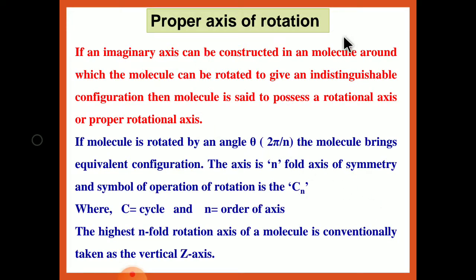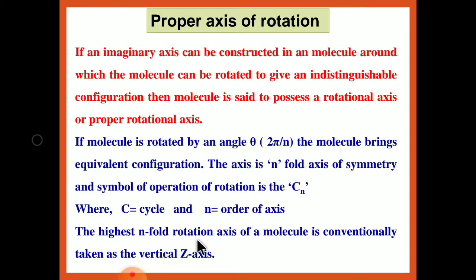Next is the proper axis of rotation. If an imaginary axis can be constructed in a molecule around which the molecule can be rotated to give an indistinguishable configuration, then the molecule is said to possess a rotational axis or proper rotational axis. If the molecule is rotated by an angle theta, that is 2π/n, and the molecule gives an equivalent configuration, the axis is an n-fold axis of symmetry and the symbol of the rotation operation is Cn, where capital C is the cycle and n is the order of the axis.